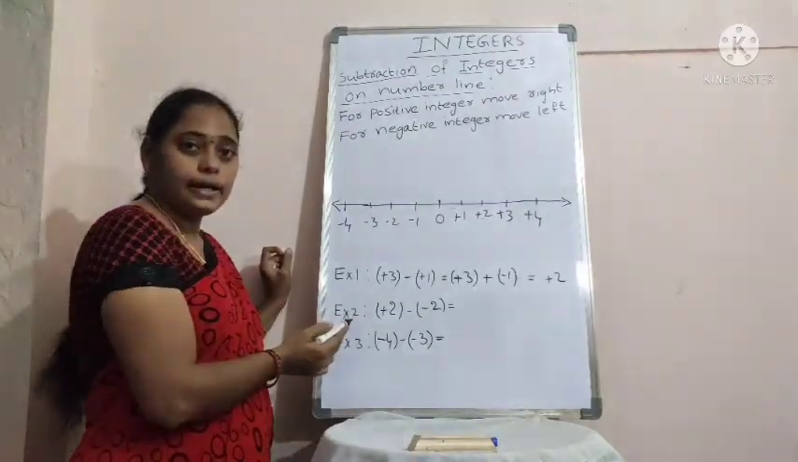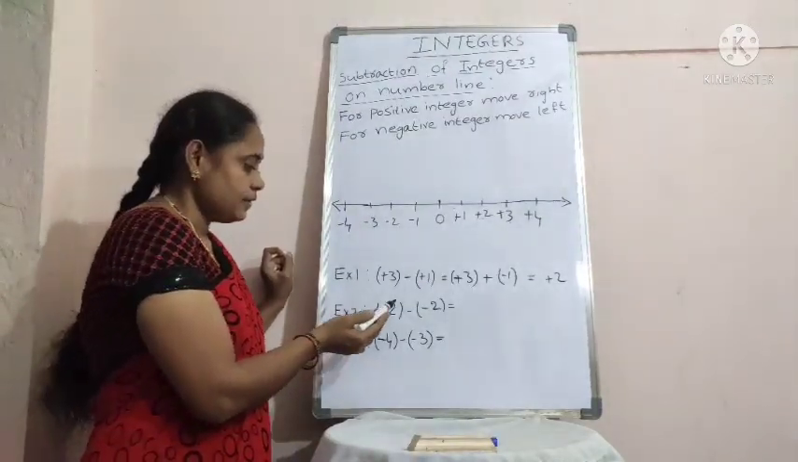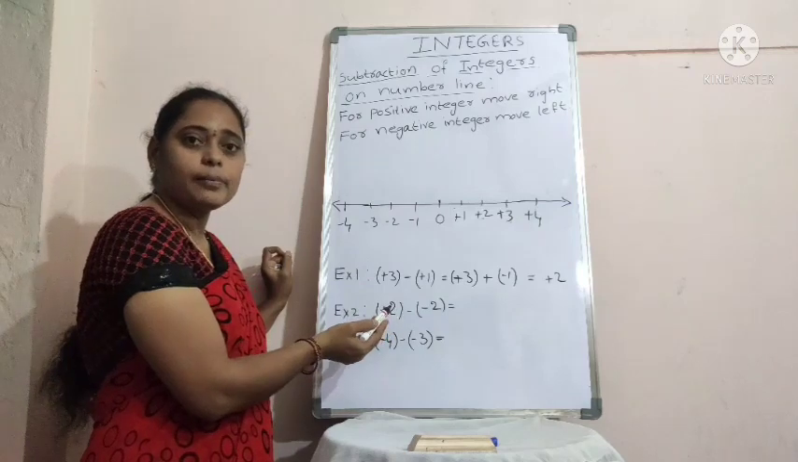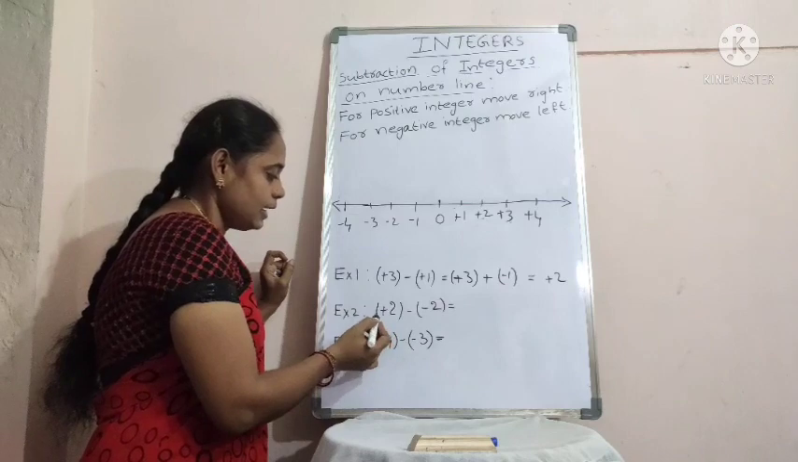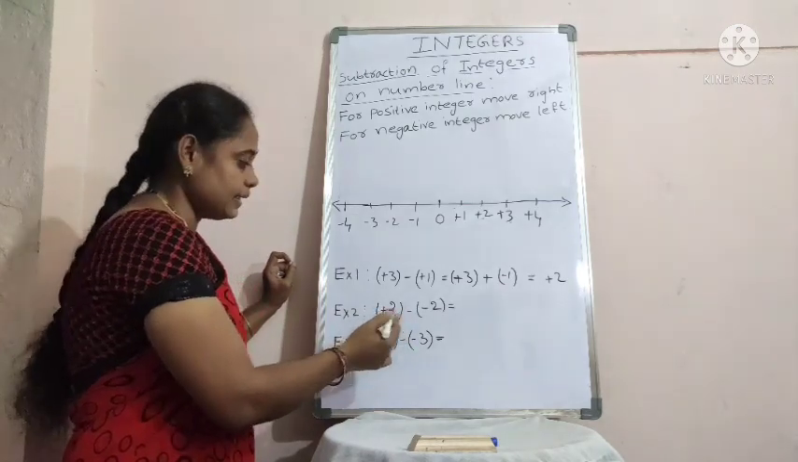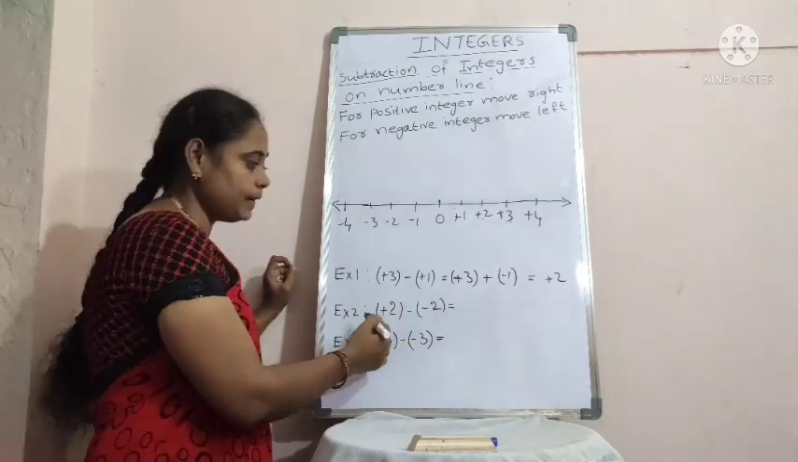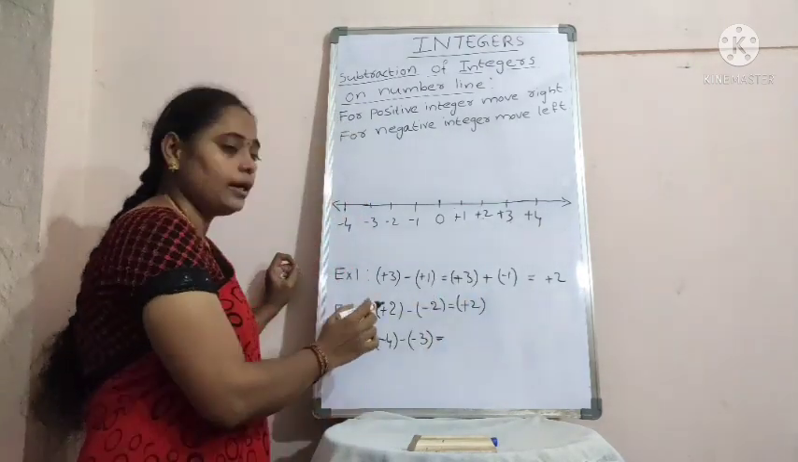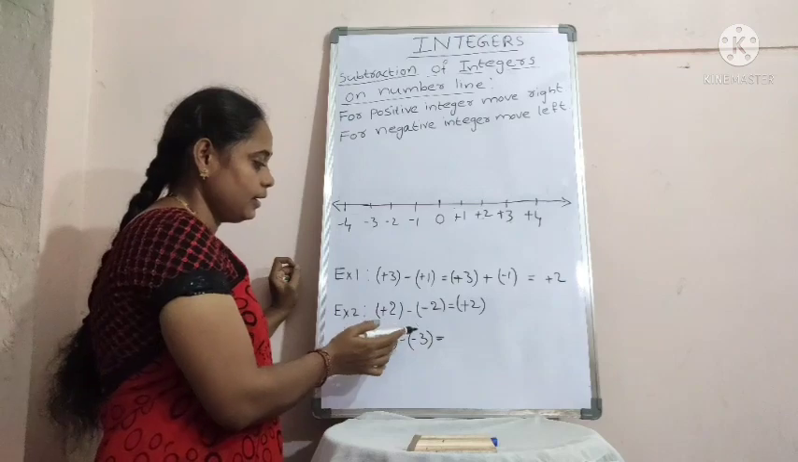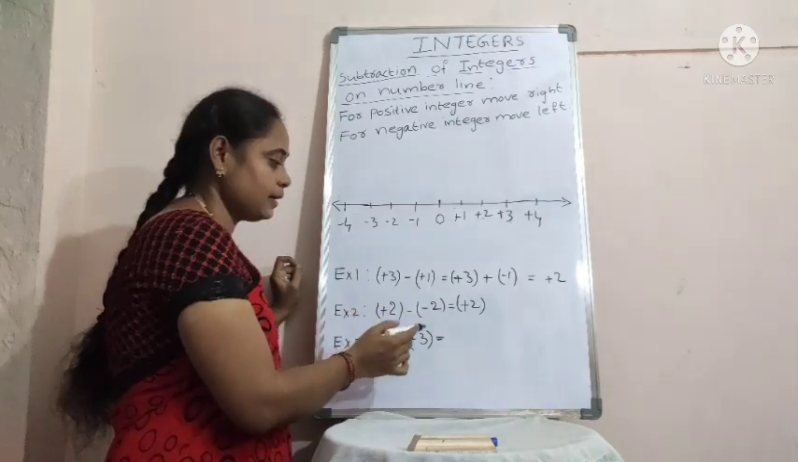Okay children? Another example. First we have to convert the subtraction problem into addition problem. For this, keep first number as it is. What is first integer? +2. Convert the operation subtraction to addition.